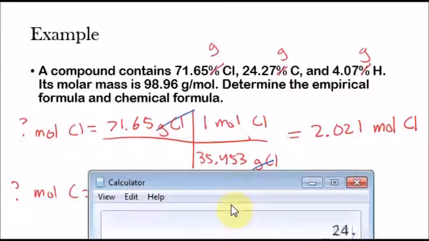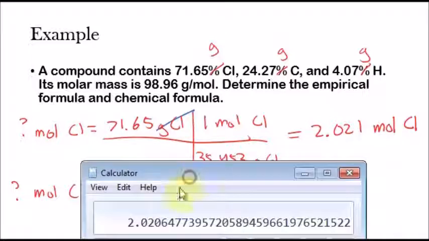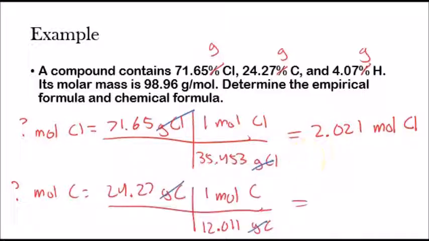24.27 divided by 12.011, we'll get this. Our answer needs to be rounded to 4 significant digits. So we're going to write our answer down as 2.021. So 2.021 moles of carbon.